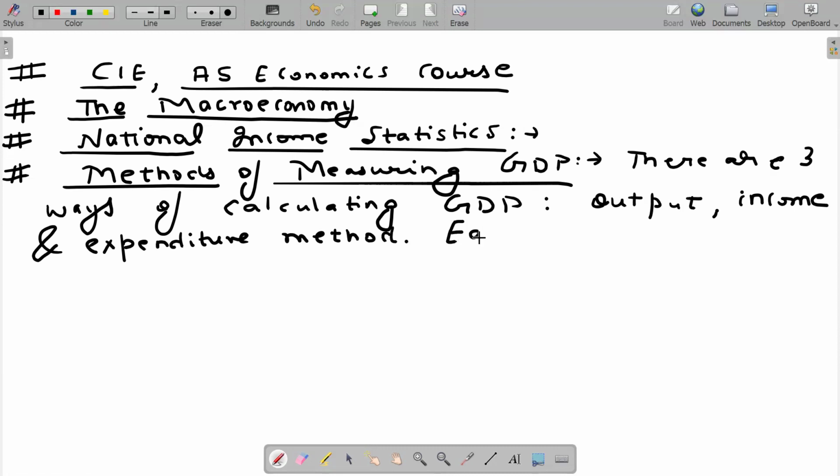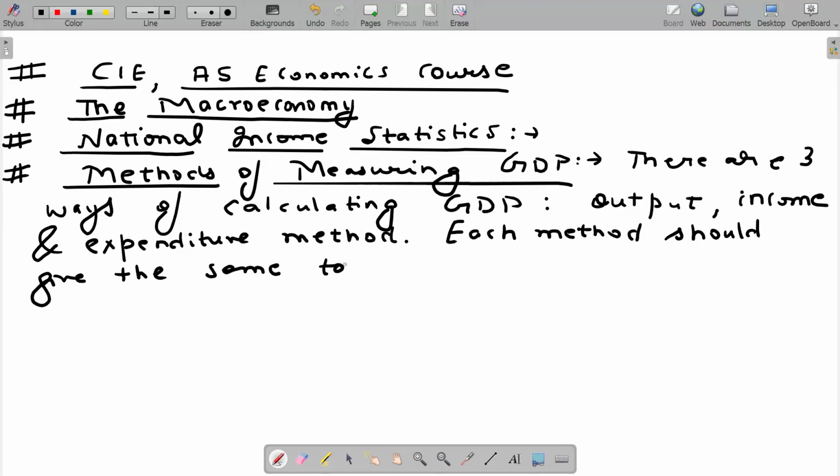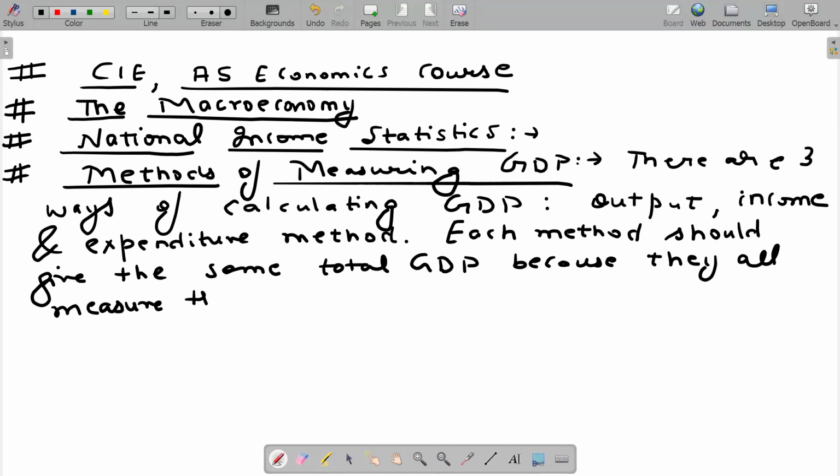Each method should give the same total GDP, because they all measure the circular flow of income produced in an economy.